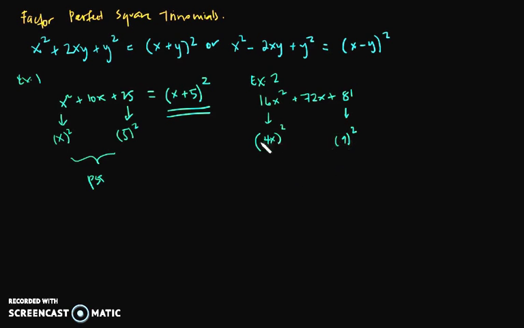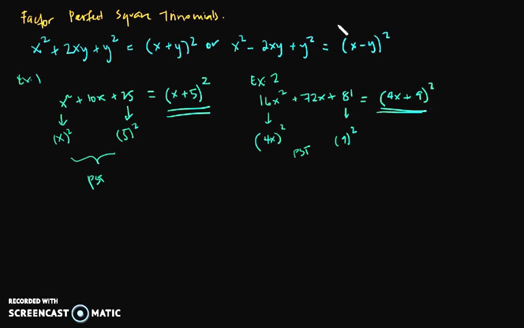And then again, I'll multiply the first and last terms and double it. If it gives me 72x, then we're good. So 9 times 4 is 36x. Double it, that would be 72x. Therefore, this is a PST. Then, I'll just simply follow the formula, and that would give me 4x plus 9 squared.